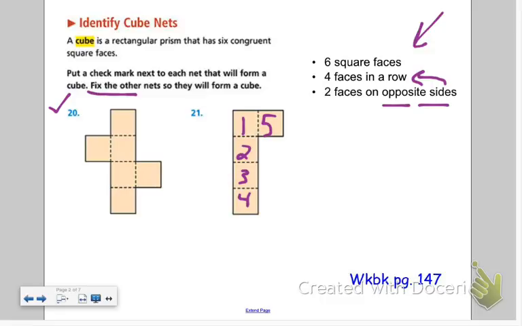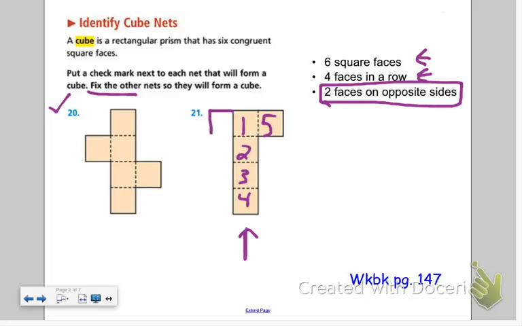Remember, with our bullet points over here, we need to have one more face. We need to have 4 faces in a row, which we've already gotten. We've already got those 4 square faces in a row. Now we just need 2 faces on opposite sides of that row. So I might maybe put another square face over here. That would turn it into a cube.